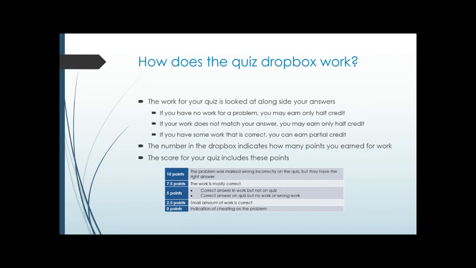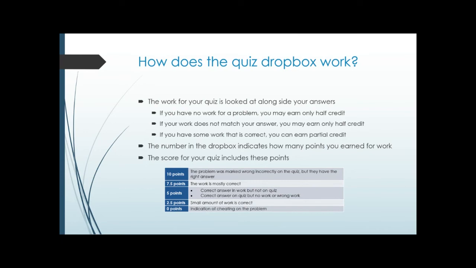So you can get 10 points if your problem was marked wrong incorrectly, because sometimes we're pulling from a test bank, so the questions are random, and sometimes they accidentally pull 2 of the same answers. And so if that happens, sometimes you have the right answer, but you picked the wrong one. So you could have that overwritten. You get 10 points. If most of your work is correct and you just made a small error, that's 7.5 points instead of the 0 that you would have as a regular multiple choice.